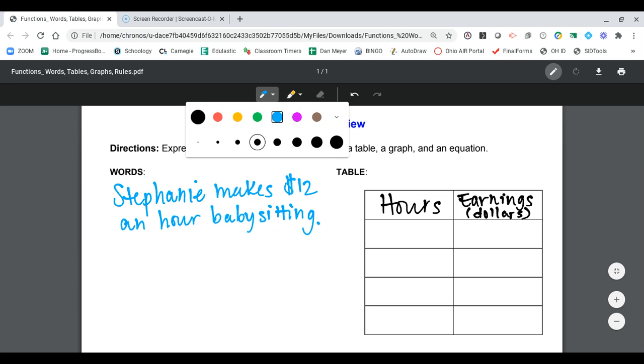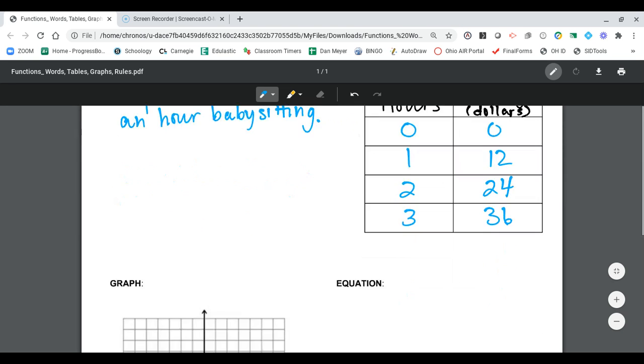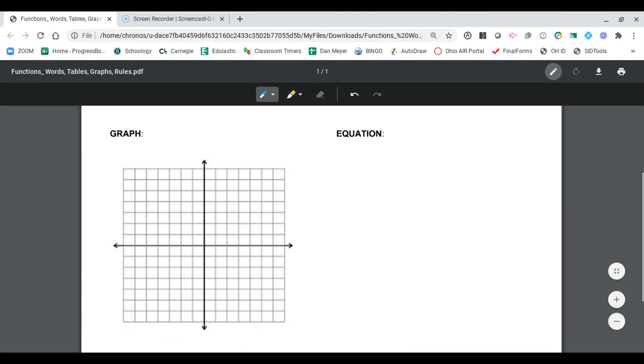Okay. So let's think about it. If she doesn't work at all, she works 0 hours, how much money does she make? $0. If she works 1 hour, she makes $12. 2 hours, 2 times 12 would be 24. 3 hours, 3 times 12 would be 36. So we have just expressed that function in a table. 2 more forms we're going to discuss.